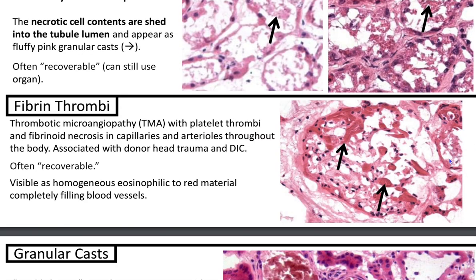Fibrin thrombi. You can see this in thrombotic microangiopathy, TMA, with platelet thrombi and fibrinoid necrosis in capillaries and arterioles throughout the body. And it's associated with donor head trauma and DIC. And you can see the fibrin thrombi here. It's often recoverable, and it's visible as homogeneous eosinophilic to red material completely filling blood vessels.